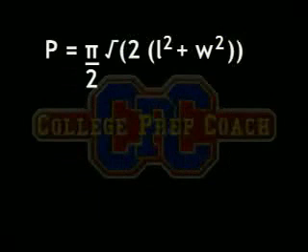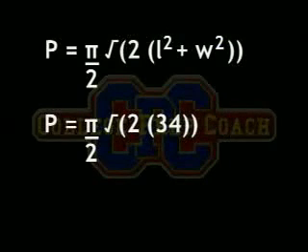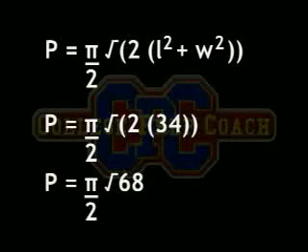Well, I gave you the formula. All you have to do is plug in the 5 for L and 3 for W. Let's do it. 5 squared is 25. 3 squared is 9. 25 plus 9 is 34. 2 times 34 is 68. So, pi over 2 times the square root of 68. You're done. That was based on a real test question.